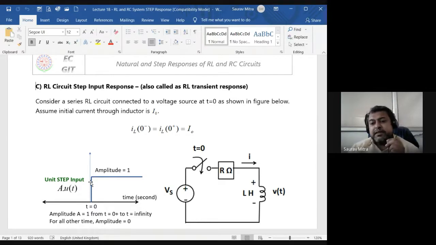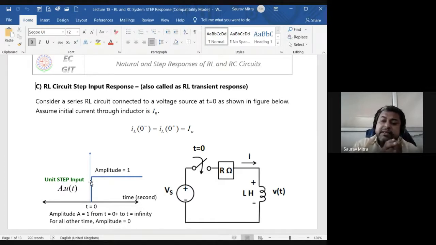Hence RC is a first order circuit. So for RL and RC circuits, I can ask you both impulse response and step response. RL circuit step response, RC circuit step response, RL circuit impulse response, RC circuit impulse response. So all four things can be asked. Proof we will not ask. Proof of the derivation and all these things we will not ask. But yes, the final equation.